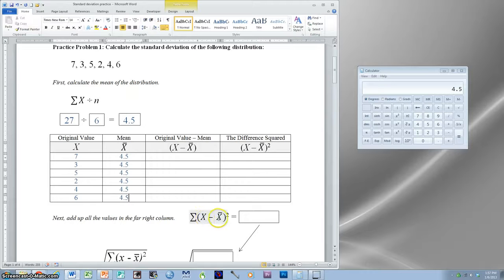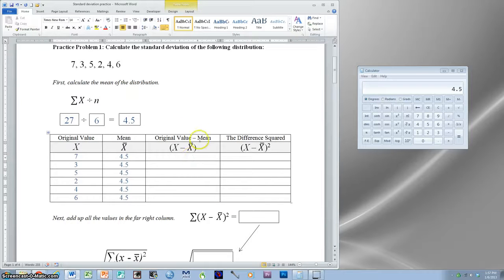Okay. So the original value, we have the mean. We want to find the difference between the original value and the mean. Then we're going to square that difference and add them up. The sum of squares. We'll use that term. A lot of different formulas use the sum of squares. We'll see that in a couple weeks with an ANOVA, analysis of variance.